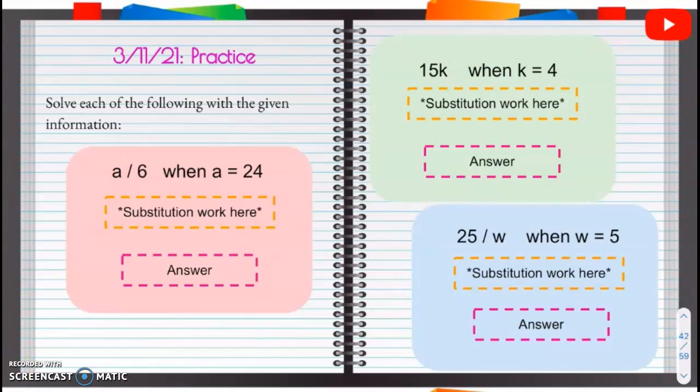All right, our practice. So we're going to solve each of the following with the given information. So we have, the first one is A divided by 6. This is telling us that A equals 24 here.